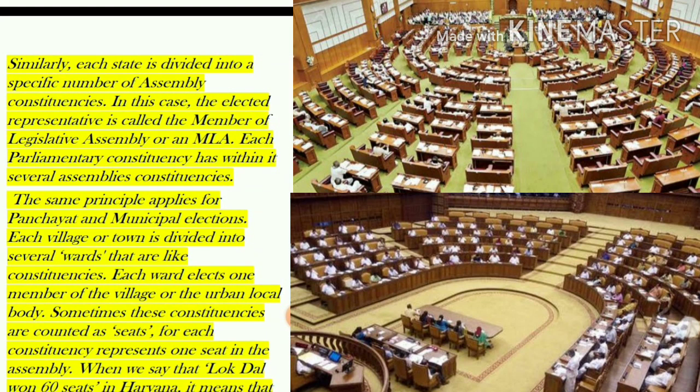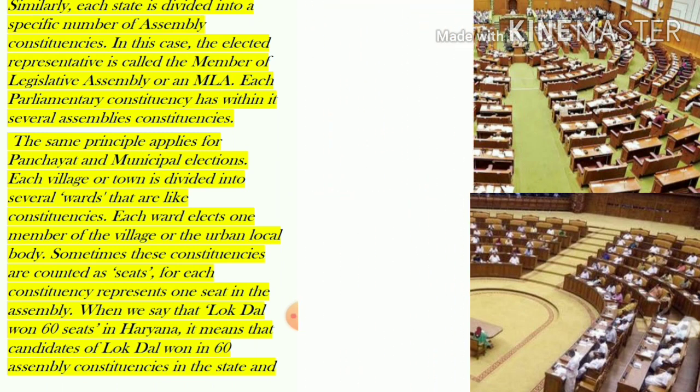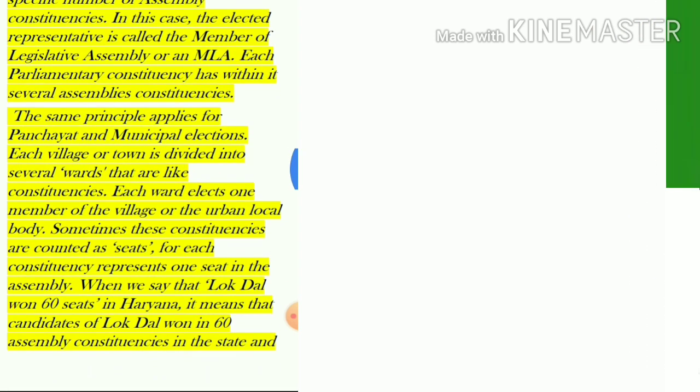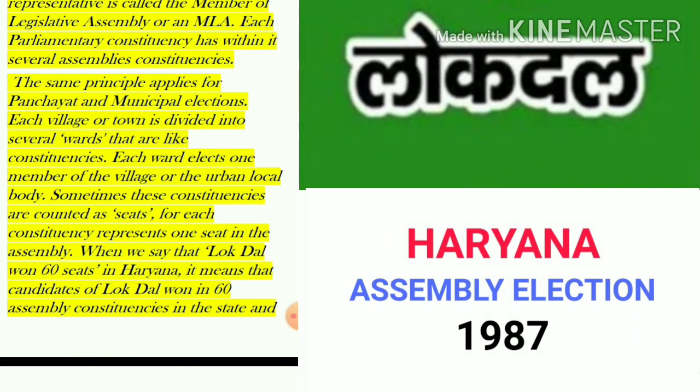Sometimes these constituencies are counted as seats, for each constituency represents one seat in the assembly. When we say that Lok Dal won 60 seats in Haryana, it means that candidates of Lok Dal won in 60 assembly constituencies in the state, and thus Lok Dal had 60 MLAs in the state assembly.